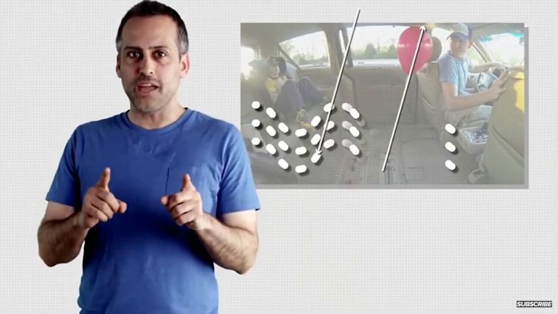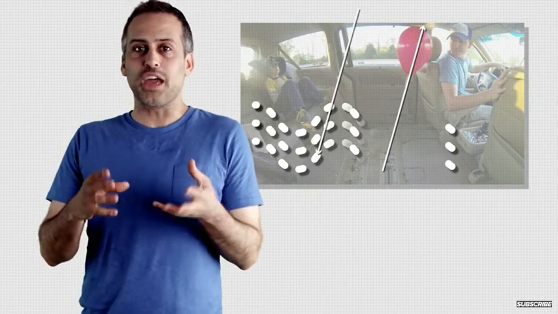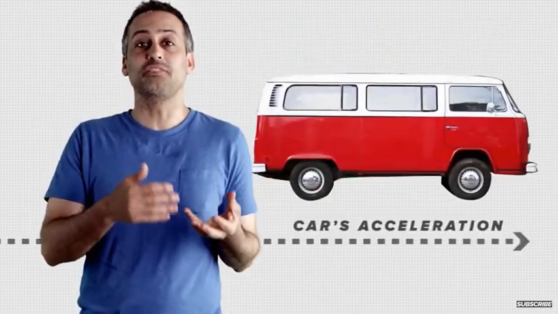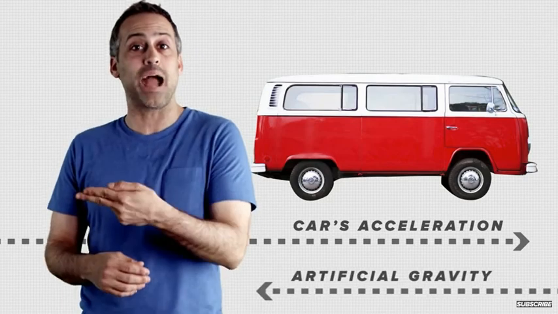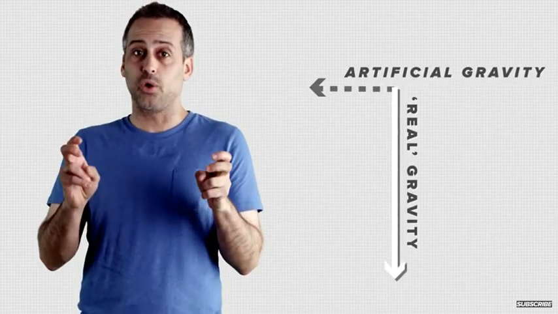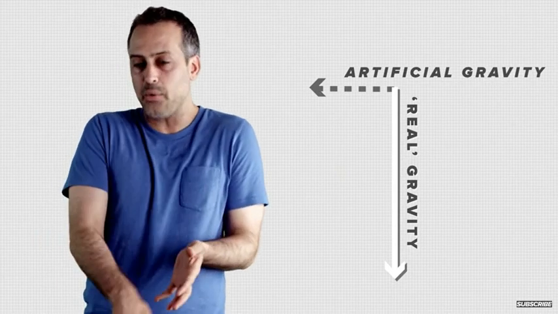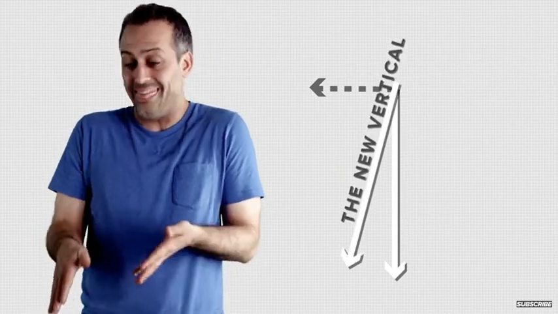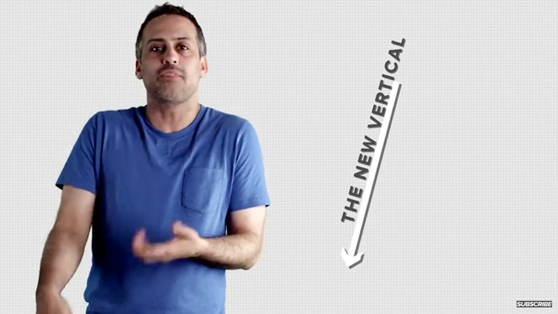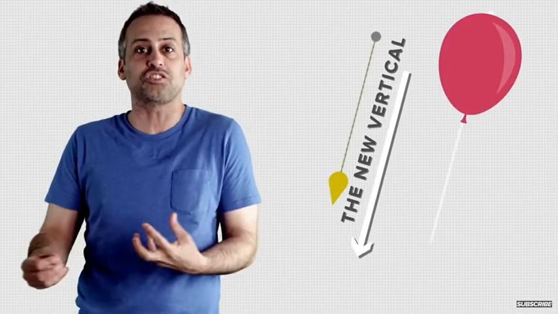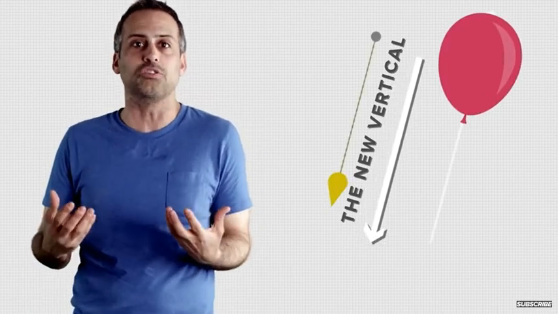But there's another way to think about this situation. You could also think that the car's forward acceleration is mimicking some extra gravity pointing backward. Combine that with Earth's real gravitational field, and it's as though the total gravity inside the car points down and back at around a 30-degree angle. That is the new vertical, and the pendulum string and the balloon string are just aligning with the vertical the way they always do.